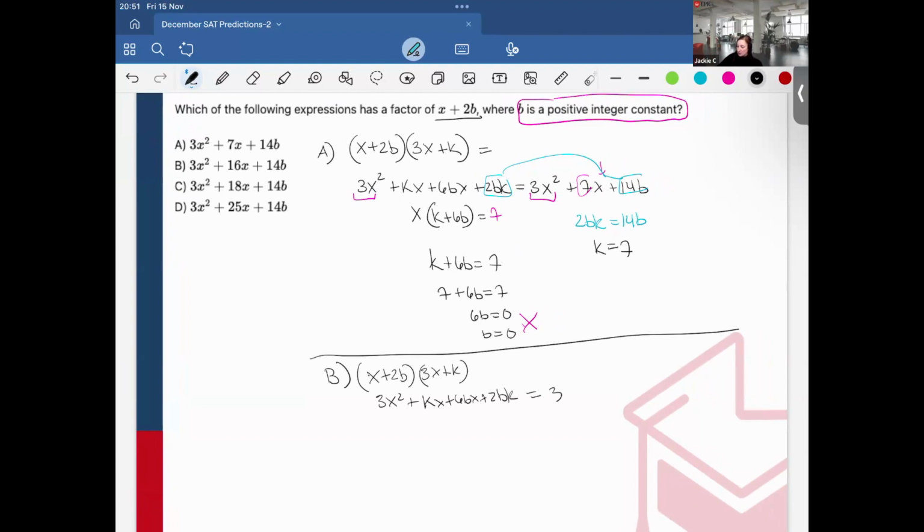And this will be equal to, now I'm doing B, 3x squared plus 16x plus 14b. And then again, I can see that 2bk equals 14b. That's going to be true in every case. So again, I get that k is equal to 7. And then here it would be that k plus 6b is now equal to 16. And then I would do 7 plus 6b is equal to 16. 6b equals 16 minus 7.